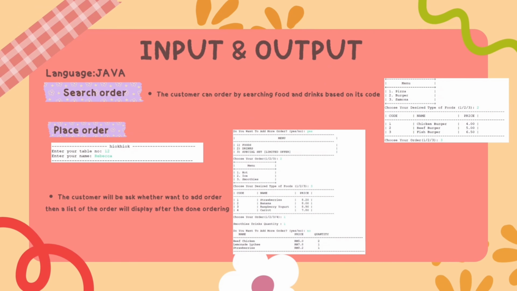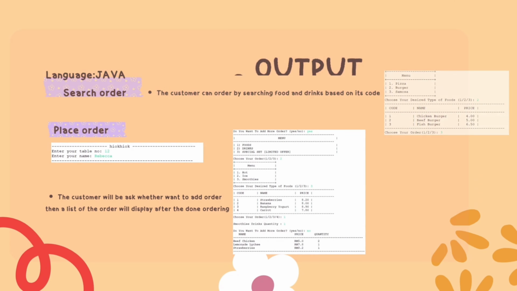Search order. For the start order process, the customer can search food according to its type as displayed in the picture. If the customer enters the burger code, all the available burgers will show. Place order. The customer will first enter the name and table number. After that, the customer can add an order. The customer will be asked where they want to add the order. Until then, a list of the order will display after done ordering.